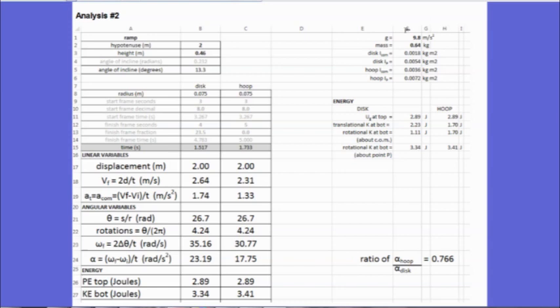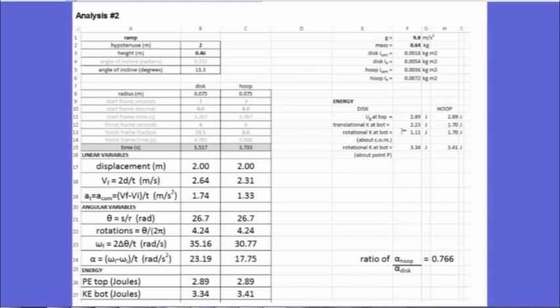So here is my value for G. Here is my mass of both the disk and the hoop. They're close enough that I just called them both 640 grams. And so my potential energy for both the hoop and the disc, using a height I figured out from the diagram, was 46 centimeters. So mgh for both the hoop and the disc is 2.89 joules.